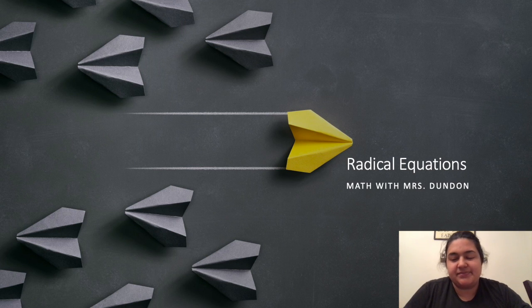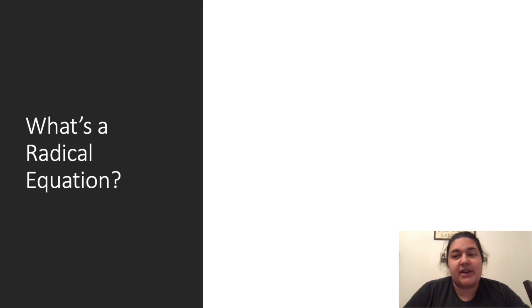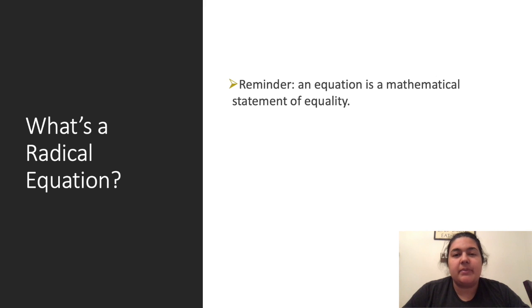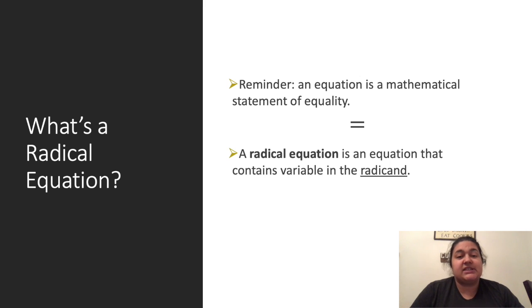Radical equations. What is a radical equation? Just a reminder, an equation is a mathematical statement of equality, so that means you are going to see this equal sign. A radical equation is an equation that contains a variable in the radicand, so it will be under the radical sign, such as this: the square root of x is equal to 4.